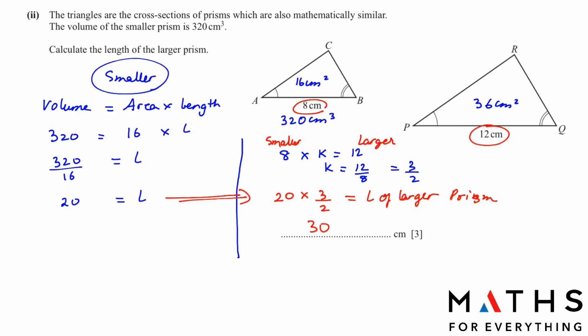First, we used the length that was given to us, the smaller length and the larger length, to find k. After we found k, we replaced the smaller length, we replaced the k to get the length of the larger prism. I hope you have understood this.